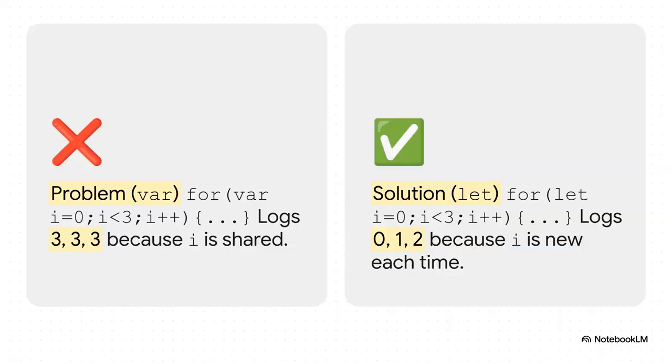And here it is, the big aha moment. Look at the code side by side. On the left with var, we have our problem. One shared i leads to the output 3, 3, 3. But on the right, the only thing we changed was var to let. And boom, we get the output we actually wanted all along: 0, 1, and 2.